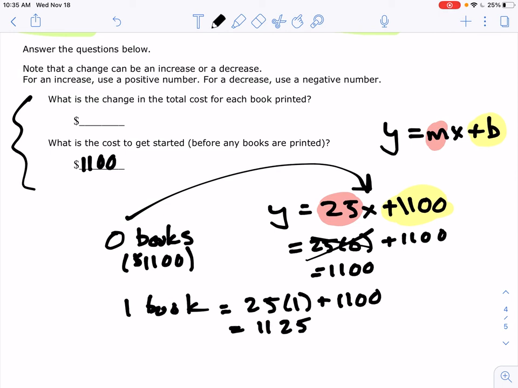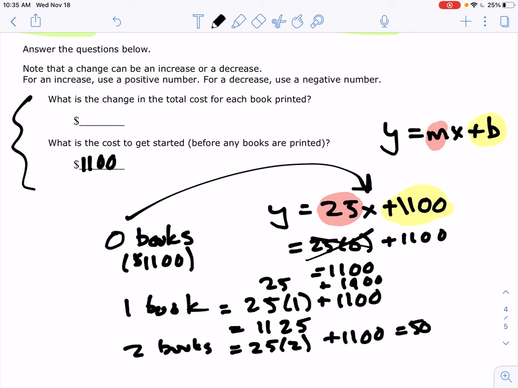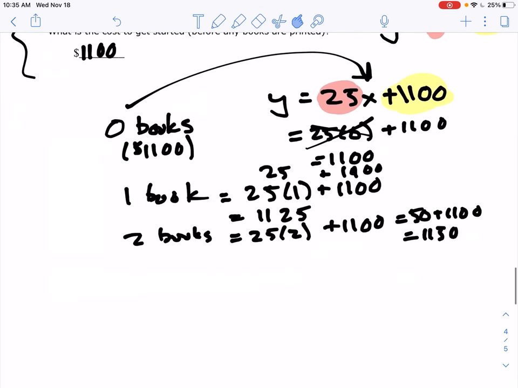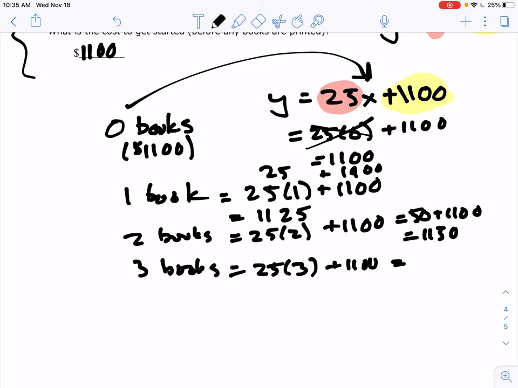So that means I've spent $1,125, because 25 times 1 is 25 plus 1,100. Supposing I print 2 books, right? That would be 25 times 2 plus 1,100, which is going to give me 50 plus 1,100, which is 1,150. And then it goes on and on like that. If I do 3 books, right, it's going to be basically another 25 bucks, right? It's 25 times 3 plus 1,100, so you get 1,175. So you should be able to see that the change for each book printed, it goes up $25 each time.